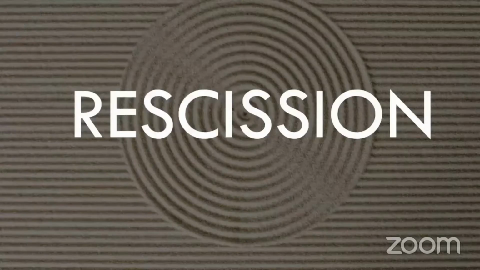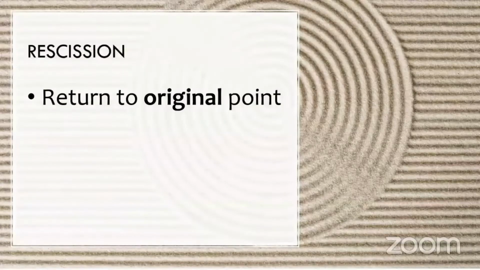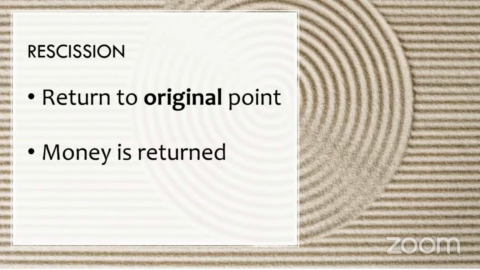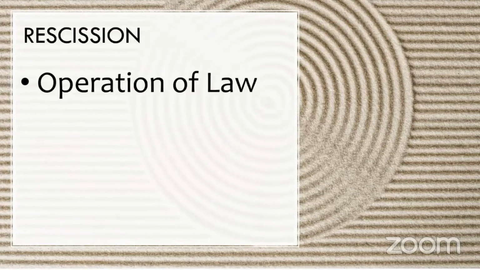If we start with the first one, rescission. This is where we're circling back. We're circling back from where we are, and we're going back to the original point. Original point means we're starting all over. Everything is now canceled. If there was any money exchanged, money has been returned. Usually, rescission is provided in some of our contracts through operation of law.